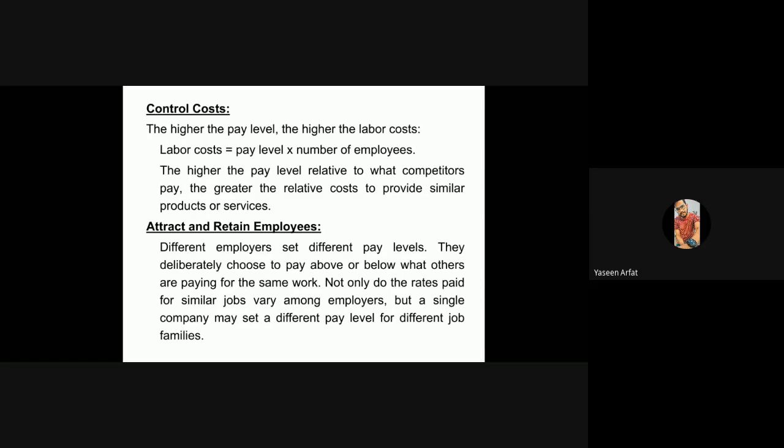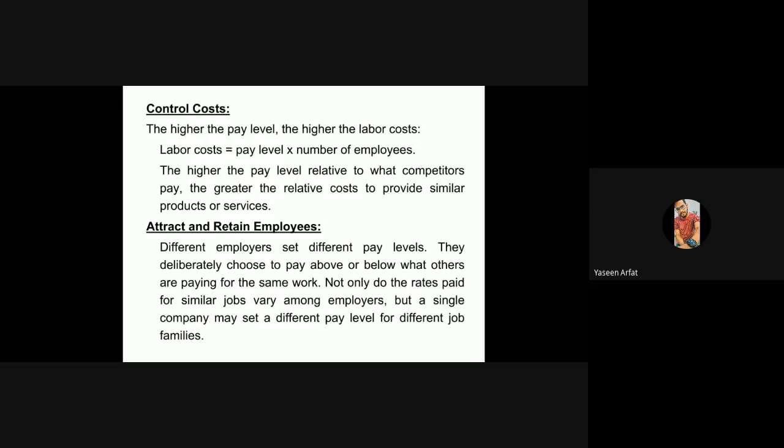So we have labor cost here. How are we going to calculate it? Labor cost includes pay levels multiplied by the number of employees, that is, how many pay levels you have and how many employees you have in the organization. Remember, the higher the pay level compared to what your competitors in the market are paying, the greater the cost you will incur, no doubt at all, compared to competitors who provide a similar product and service in that particular market.